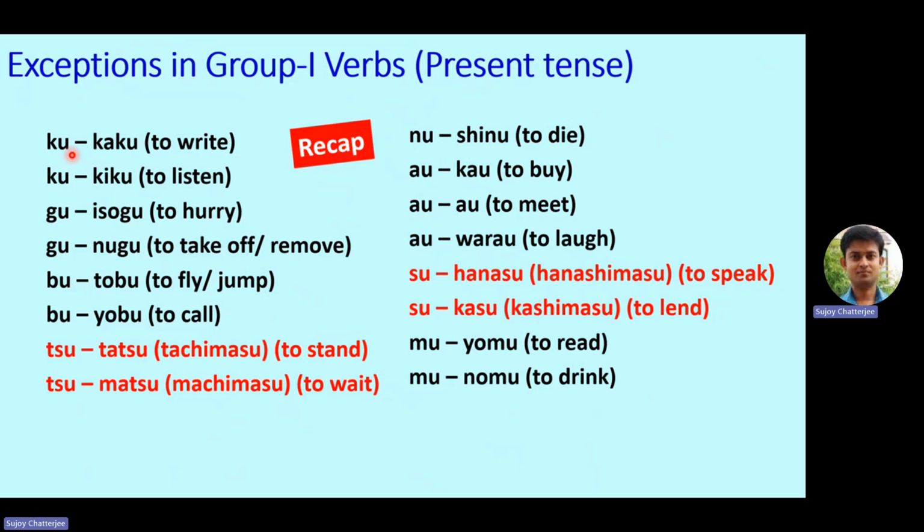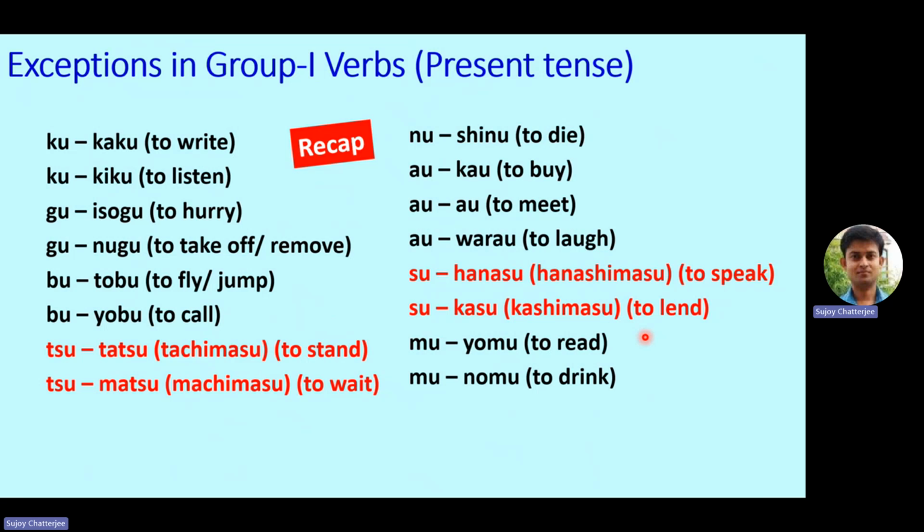Ku, for example, kaku and kiku; gu, isogu, nugu; bu, tobu, yobu; tsu, tatsu and matsu, tachimas, machimas; nu, shinu; au, kau, warau. For su, it's hanasu and kasu. For mu, it's yomu and nomu. In the present tense, there are not many exceptions, except for these red ones, because tatsu becomes tachimas, matsu becomes machimas, hanasu becomes hanashimas, and kasu becomes kashimas. So these are some exceptions. They don't follow the simple stem to masu conversions for these verbs.